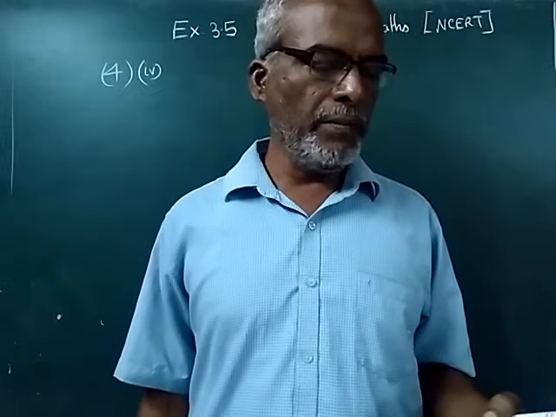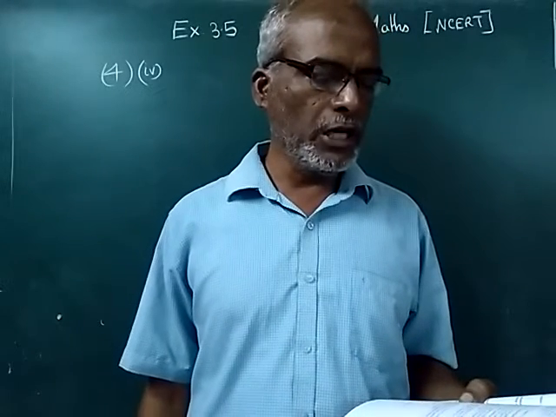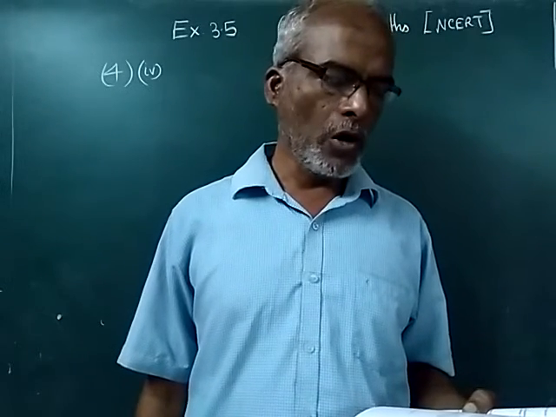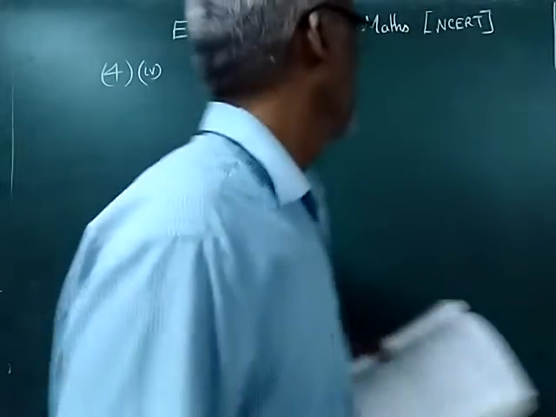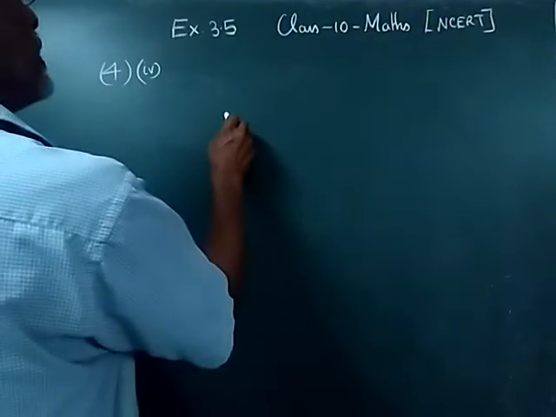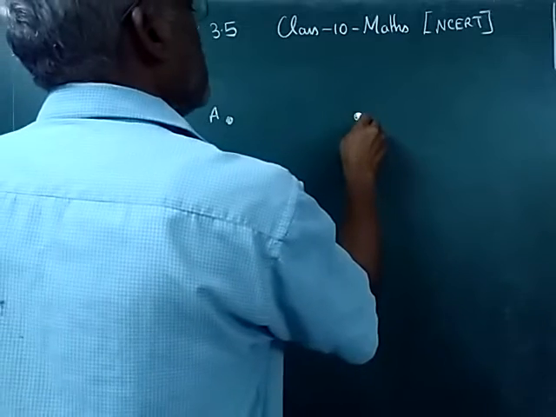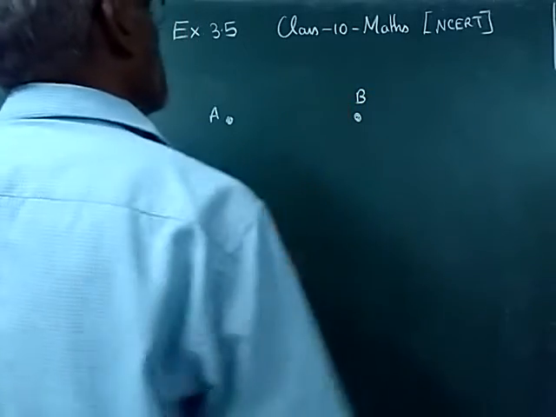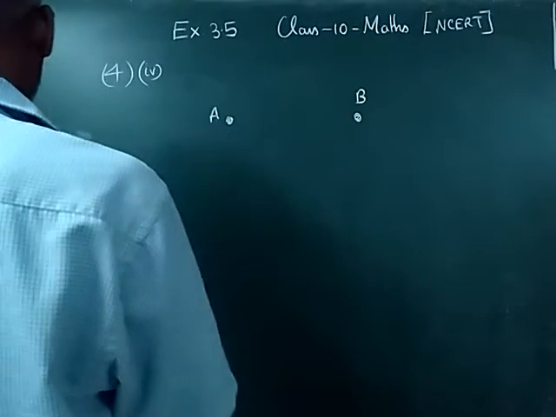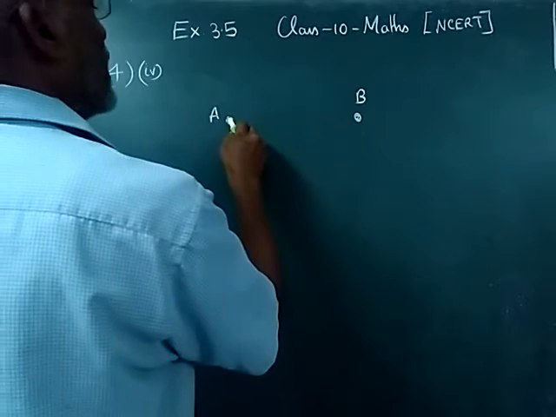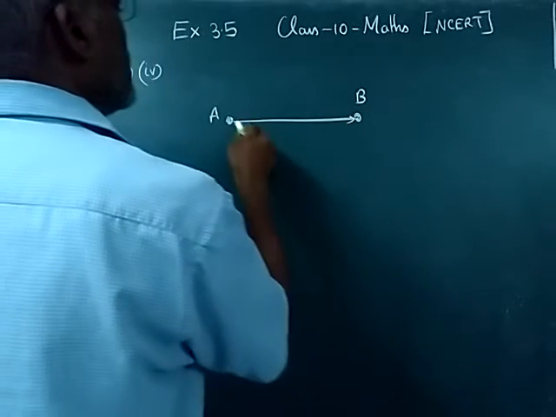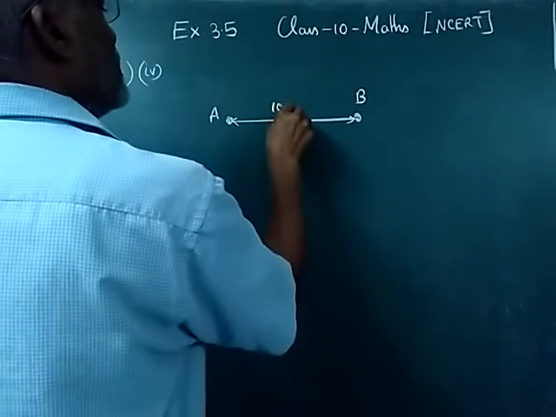Places A and B are 100 km apart on a highway. So this is place A, this is place B. The distance between A and B is 100 km.